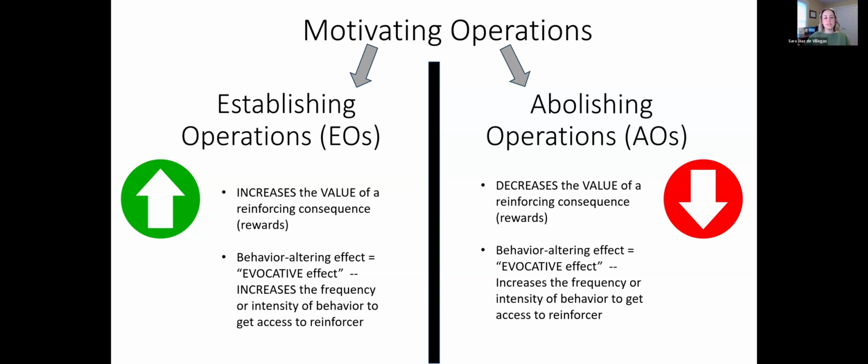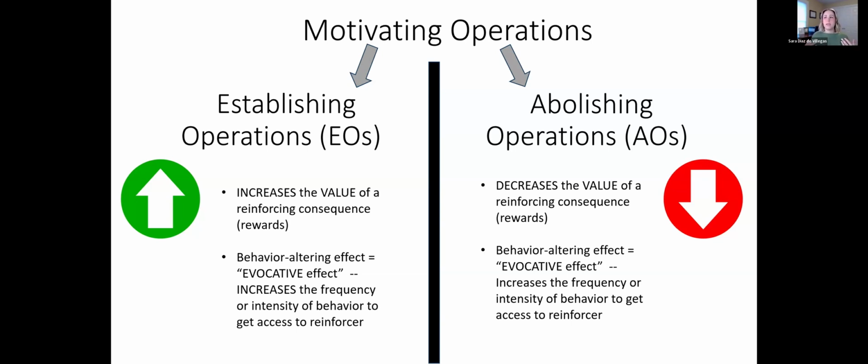And with these establishing operations, what we typically see in terms of how it affects behavior is what we call a behavior altering effect. That was a bit of a mouthful. And it has this evocative effect. So that means that it increases the frequency or maybe even the intensity of a behavior to get access to the reinforcer. So to give a quick example, think about if you're having dinner, you've maybe just had pizza.